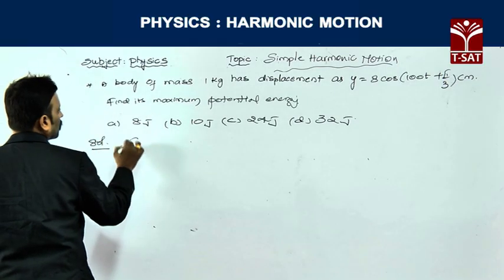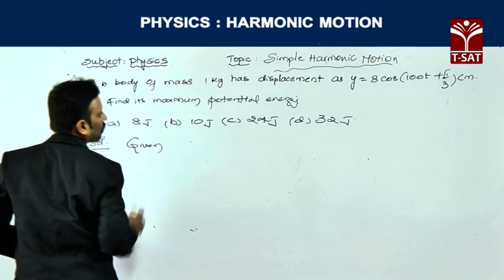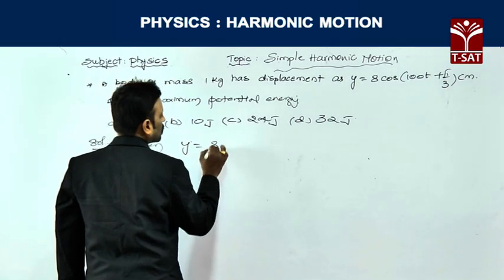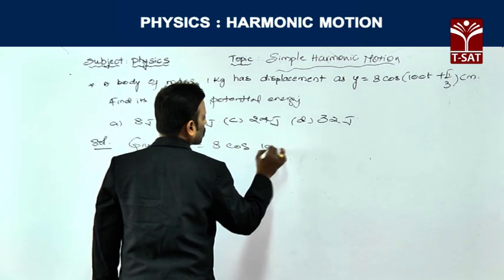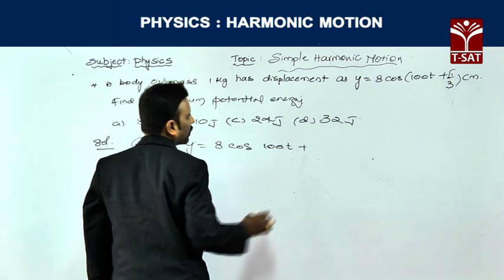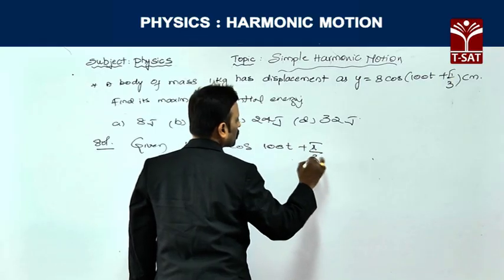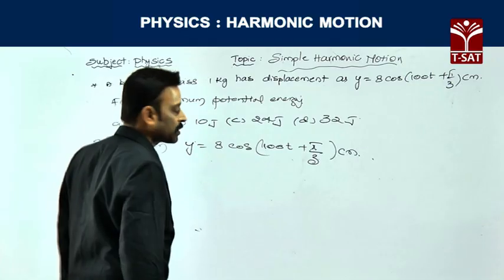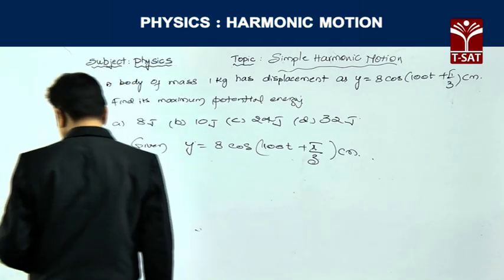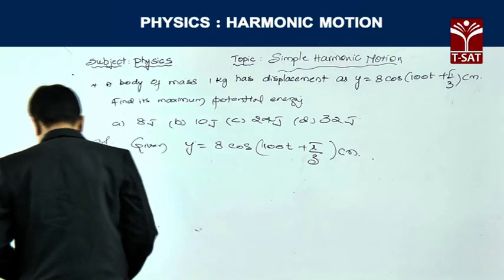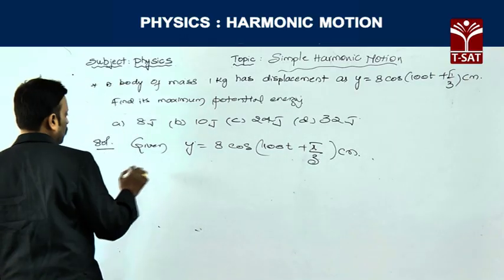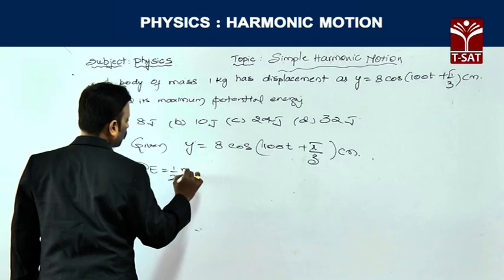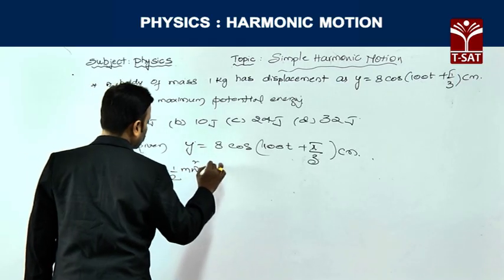Now, solution given. What is the expression for displacement? Y is equal to 8 cos(100 t plus pi by 3) centimeters. That is the given expression for displacement. As you are asked to calculate maximum potential energy, the formula for maximum potential energy is half m omega square a square.